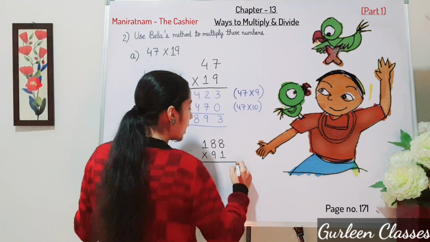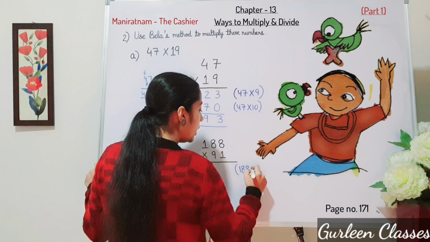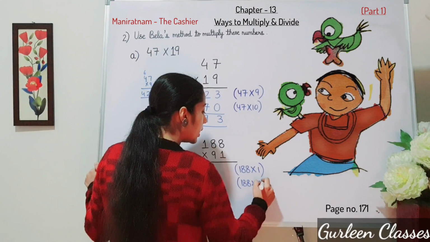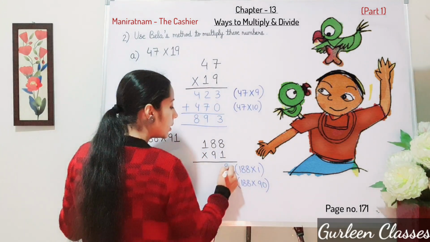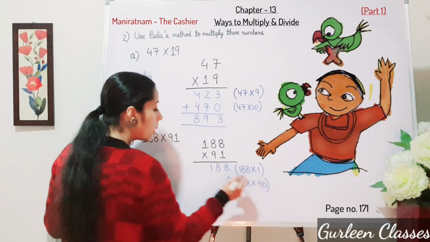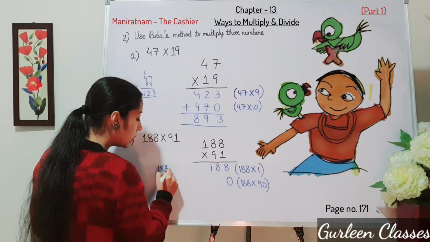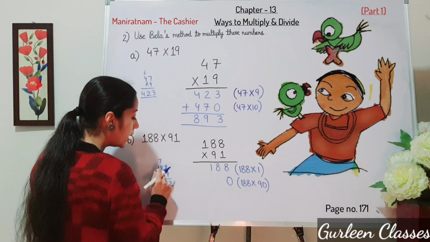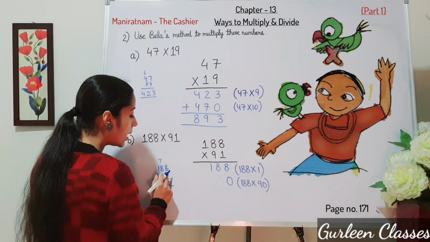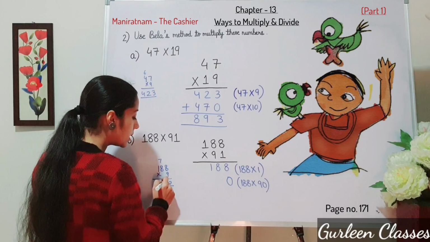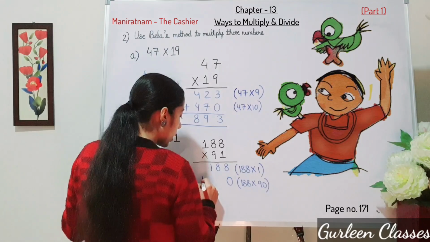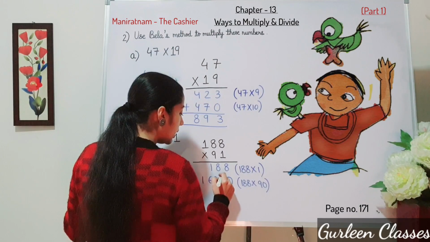First you will multiply here 188 into 1. Then 188 into 90. So 8 ones are 8, 188 ones are 188. Now 0 you will put here. So 188 into 9. 8 nines are 72 plus 7, that is 79. 9 ones are 9 plus 7, 16. So right here 1, 6, 9, 2.